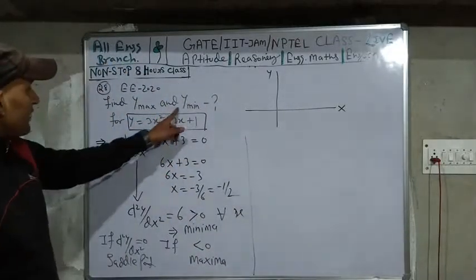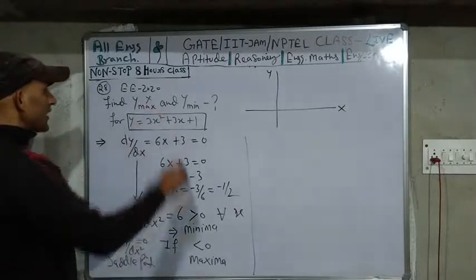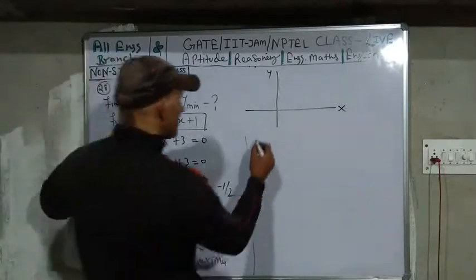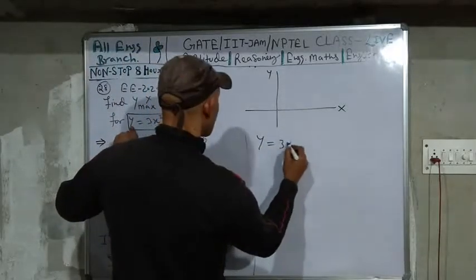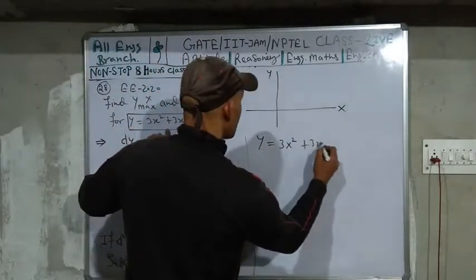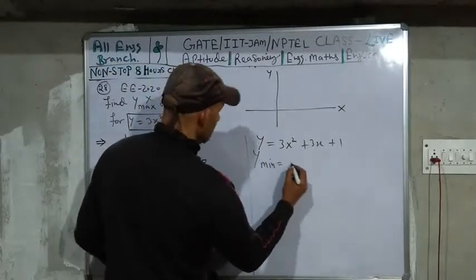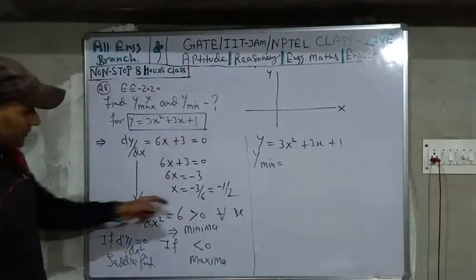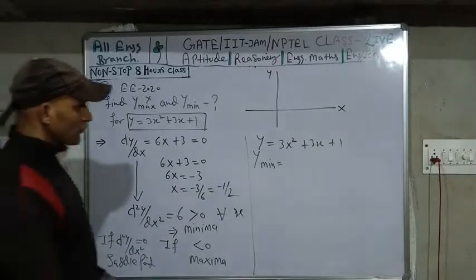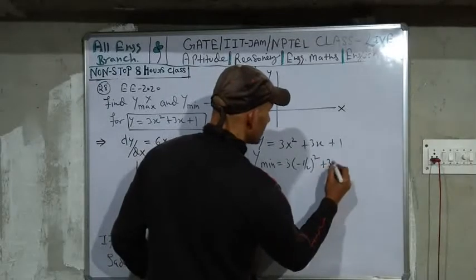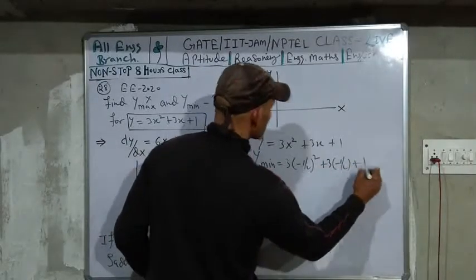So this is a minimum, there is no maximum. Now the minimum value: your y is equal to 3x square plus 3x plus 1. So what is your y minimum? At x equal to minus 1 upon 2: 3 into minus 1 upon 2 whole square plus 3 into minus 1 upon 2 plus 1.